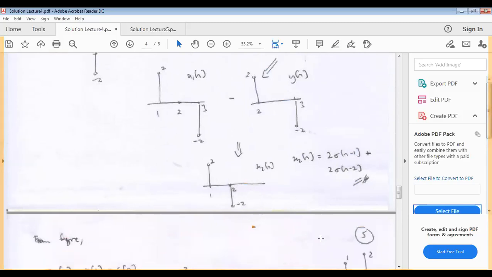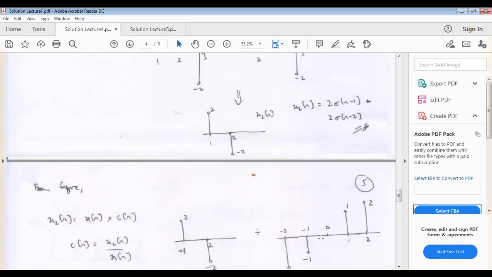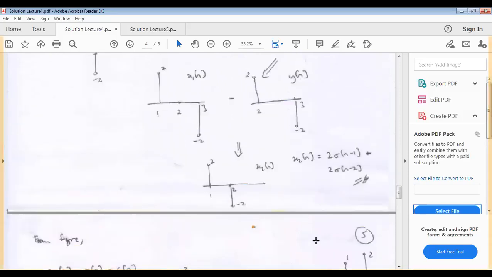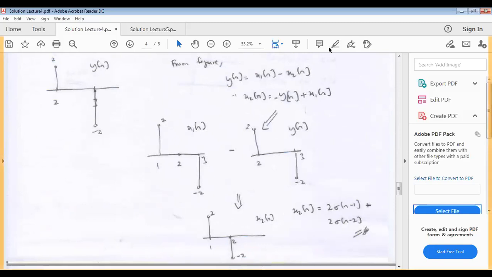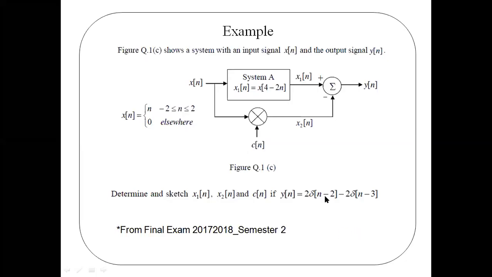So the second question, okay, sorry. We have done with that. So we have done the sketching and mathematical representation for these three signals, x1[n], x2[n], and c[n]. What about c[n], Doctor? The c[n]? Oh yes, okay. Let me see the c[n]. So the c[n] is here.